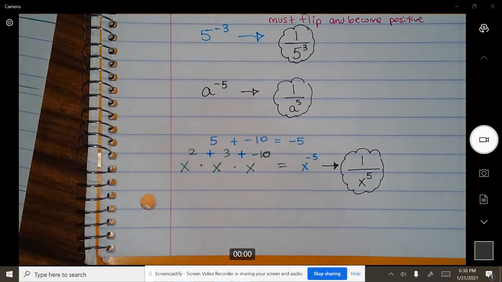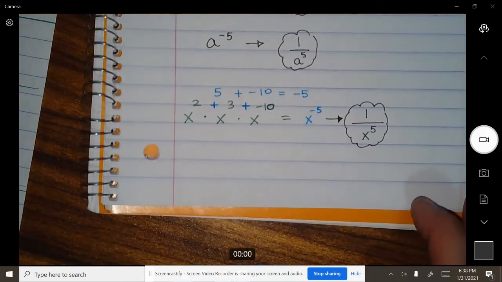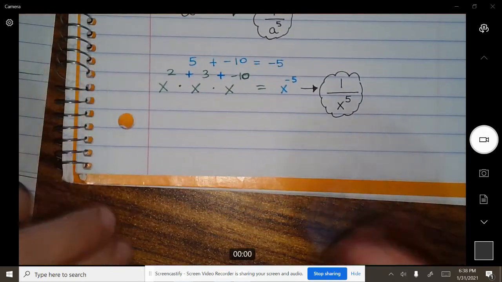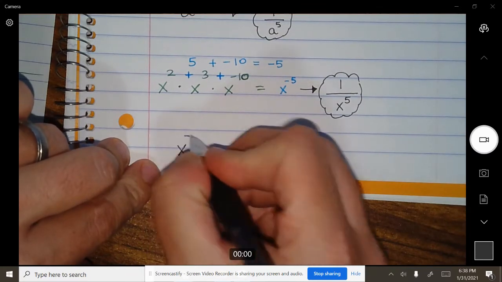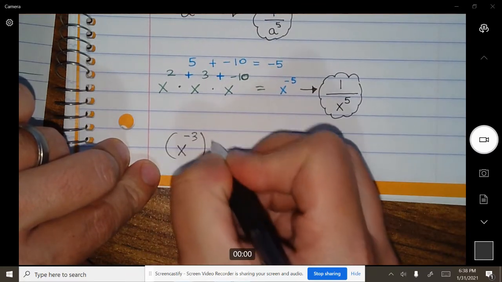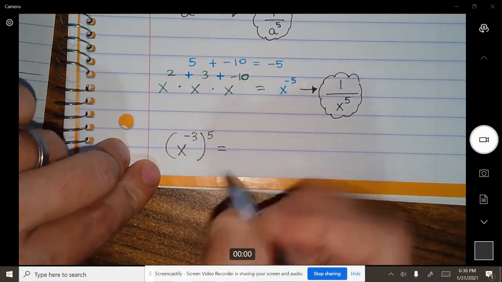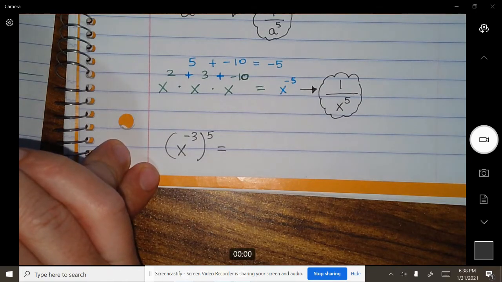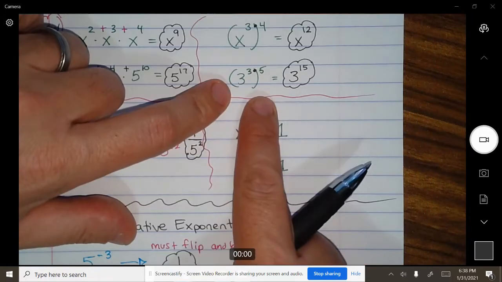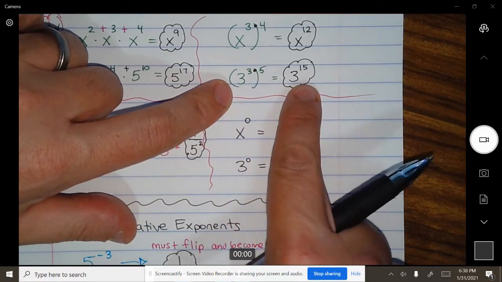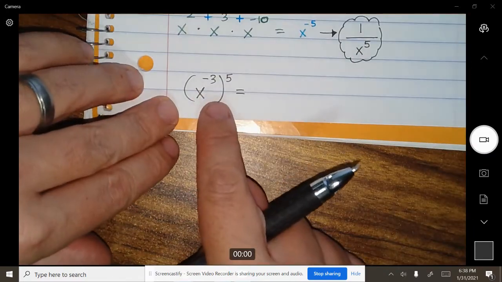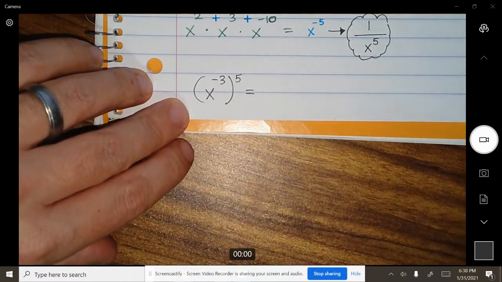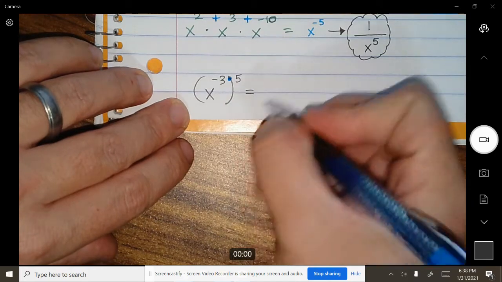All right, cool. Now, let's talk about 2 other rules. If I was to give you a problem like this, one's not too tough at all. x to the negative 3 and the 5. All right, let's slow it down here. When we did the top part here, this rule right here, right? What do we have here? 3 to the 15th. What about down here? All right, this is a little different. Now you're supposed to multiply it.